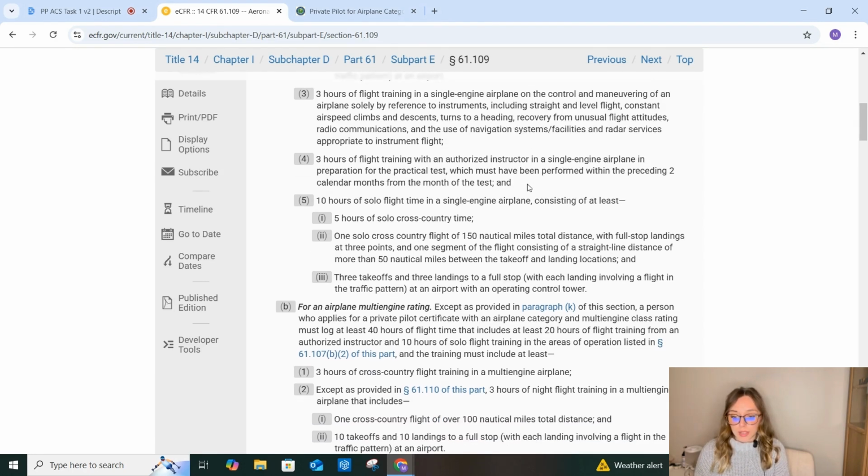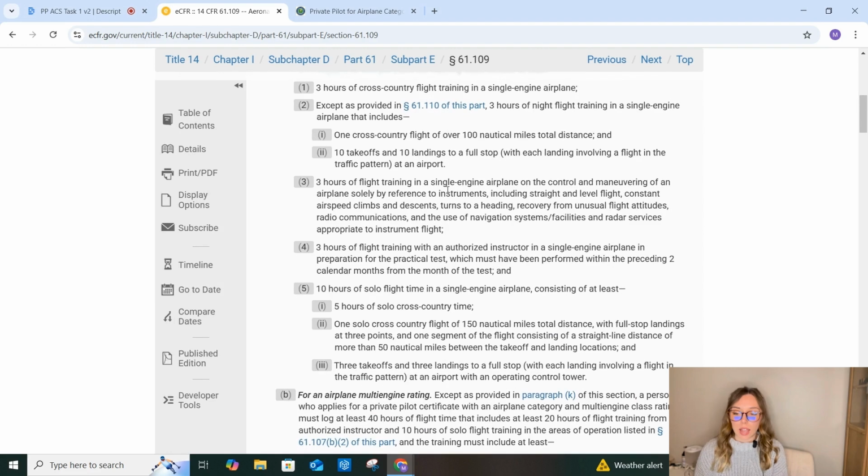You also need to make sure that you had 3 hours of flight training which have been performed within the preceding 2 months. So if you've been doing these things, like let's say you had your night flight, that was the last requirement, it's just making sure that there's some time frame in order. It's not saying that you need like 3 additional hours, just that you did those 3 hours within the last 2 months, because I guess a lot of people take breaks or something like that, and they want to make sure that you have this information fresh in your mind.